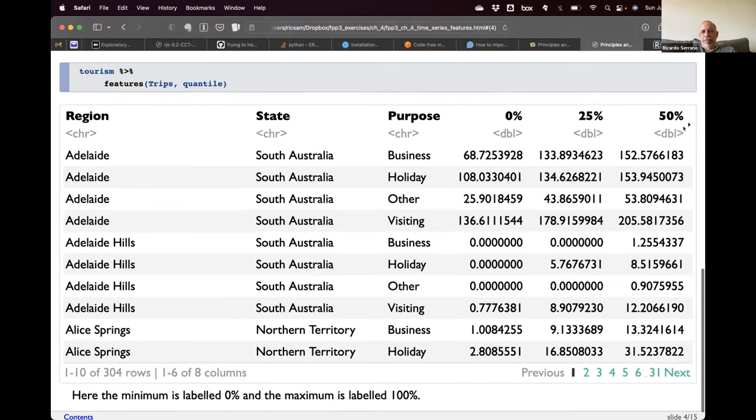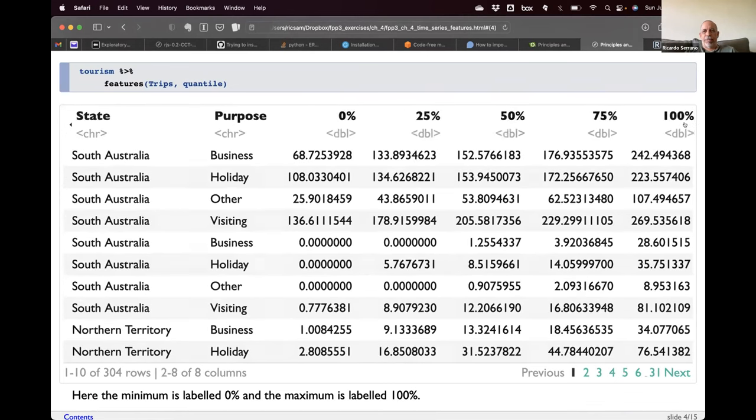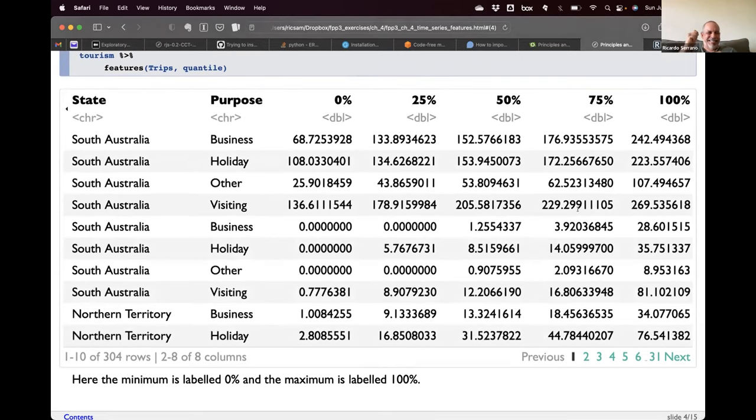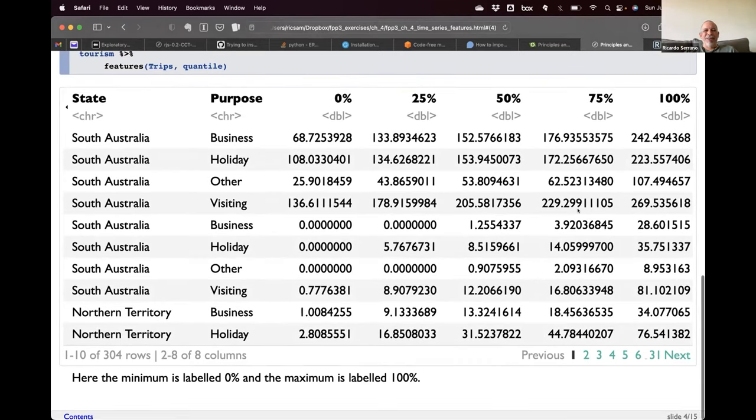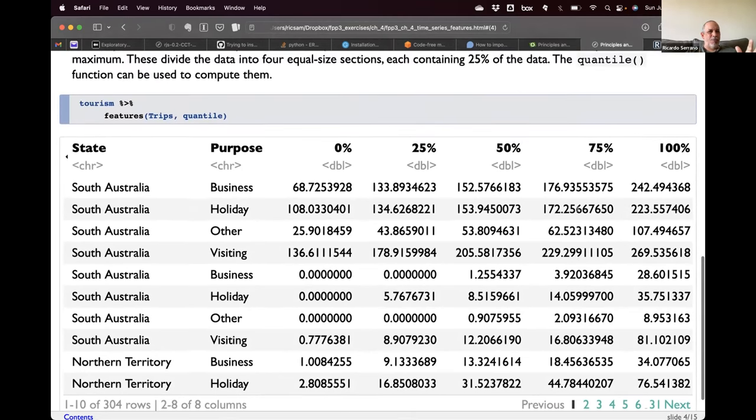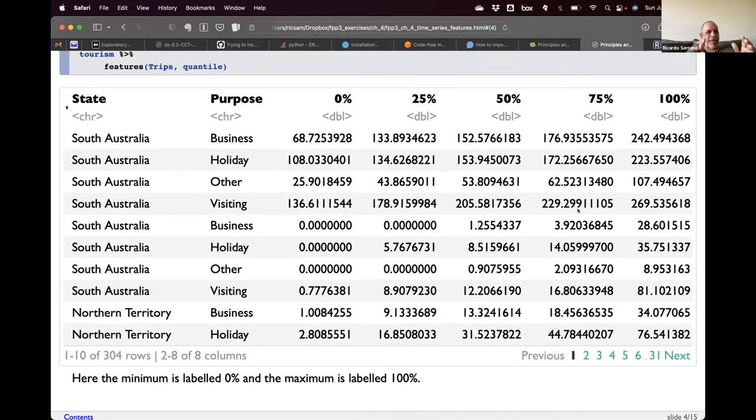So let me see if I can do this, because sometimes it jumps to the other slide. So let's see. Okay, good. I got it. I still have the thing. Okay, so as you can see, we're taking state, the region, the state, and the purpose. So we have the numbers for each of the quantiles.